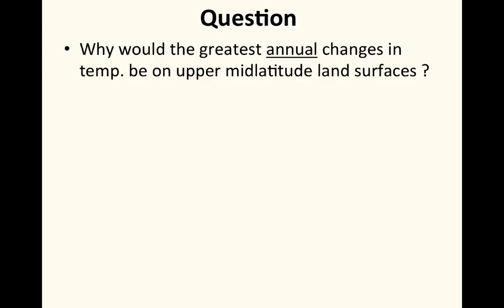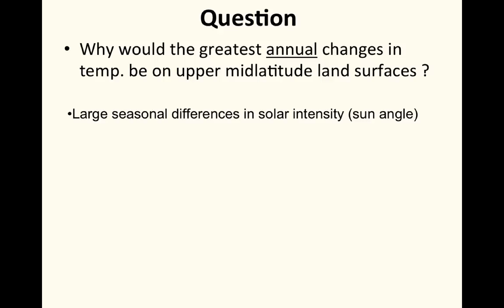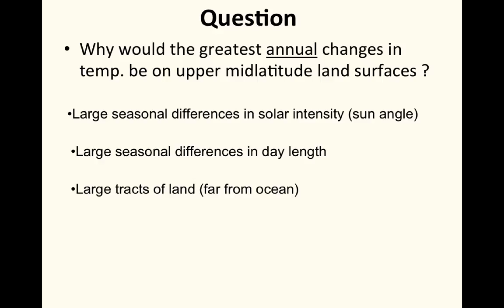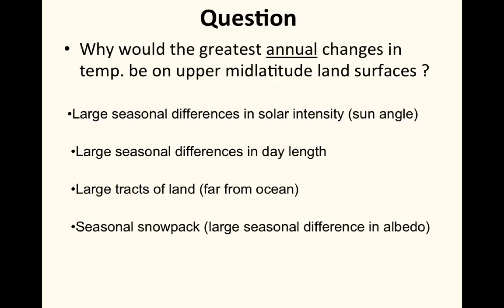There's a variety of reasons for this. The first is those large seasonal differences in solar intensity. Second is the seasonal differences in day length, but of course that also defines the polar areas too. Third, there are large tracts of land far from ocean, so in the northern hemisphere specifically, these large tracts of land allow for interior positions to be far removed from ocean, in what's called continentality. A seasonal snowpack is definitely at play here too, which introduces large seasonal shifts in albedo.